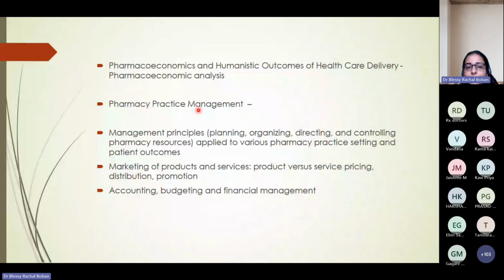And then comes pharmacy practice management. So what is planning, what is organizing, directing, controlling pharmacy resources? You may get such questions. And inventory related questions you can expect for the pharmacy practice management domain. Even accounting, budgeting, financial year, what is fiscal year? So financial year is fiscal year. Such terms, financial related questions also will be asked, even for clinical pharmacists.